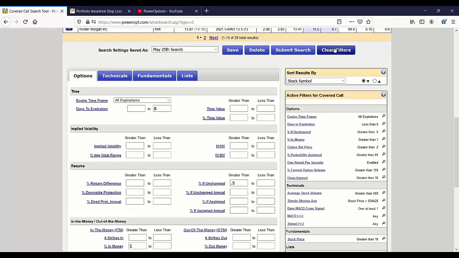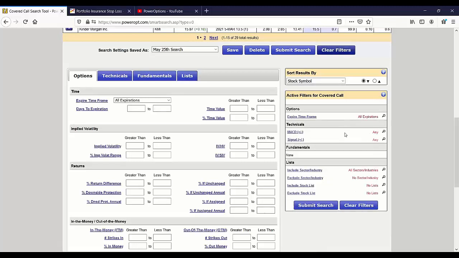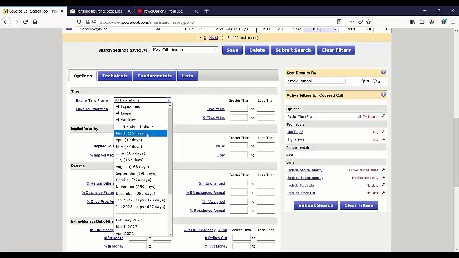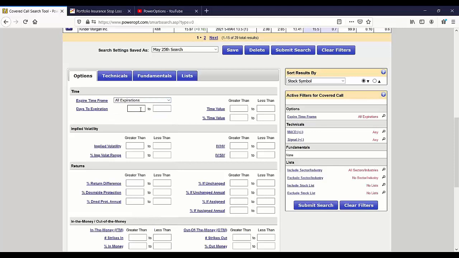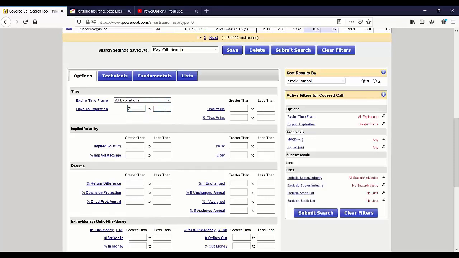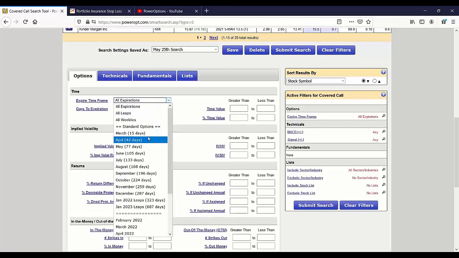What I want to do is click the Clear Filters button up here in the right-hand corner at the top of the parameter field below the listed trades. That's going to empty out all of our technical, option criteria, fundamental criteria, and anything else. The first thing I'm going to do is select my expiration date. We're just going to use March, 15 days away. If I wanted to look at a range of expirations, say from 2 days away to 20 days away, I just leave it at all expirations and put the days to expiration field in. But we're just going to stick with the standard March expiration.